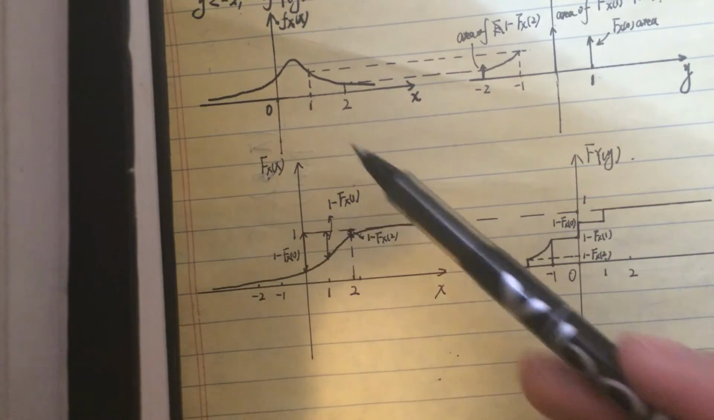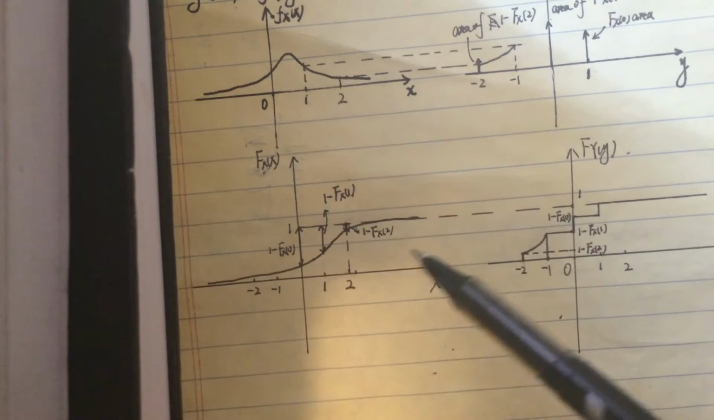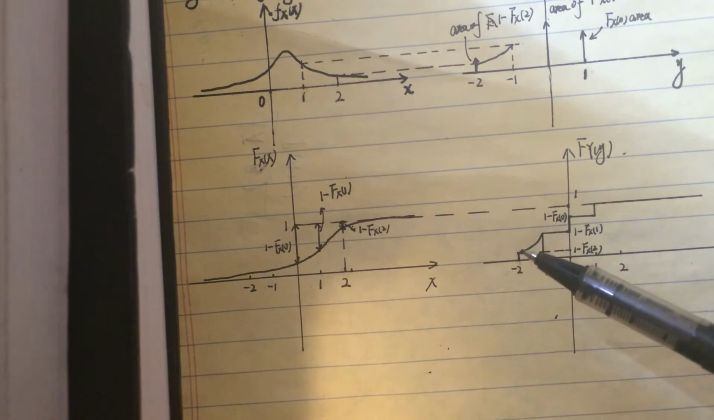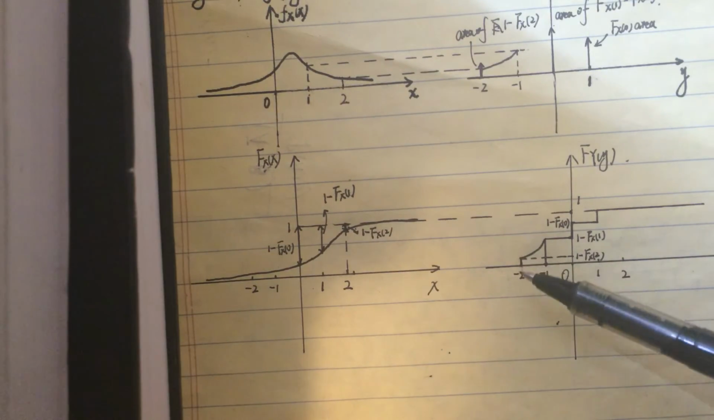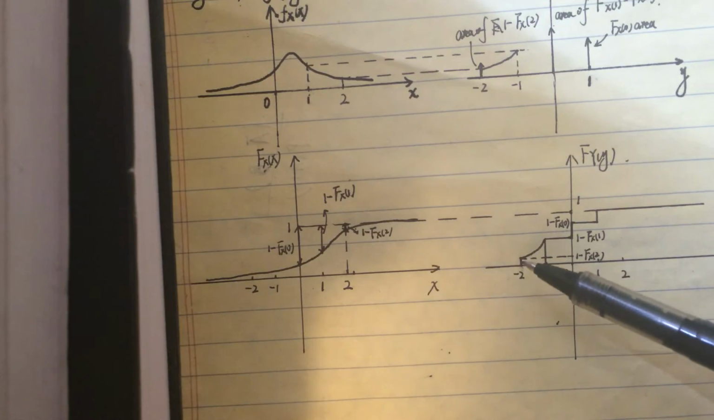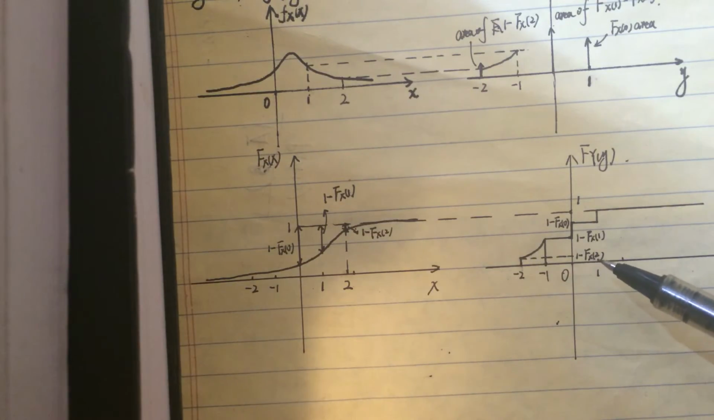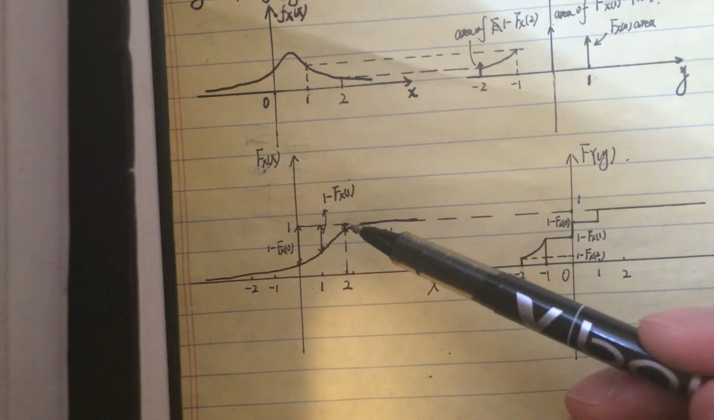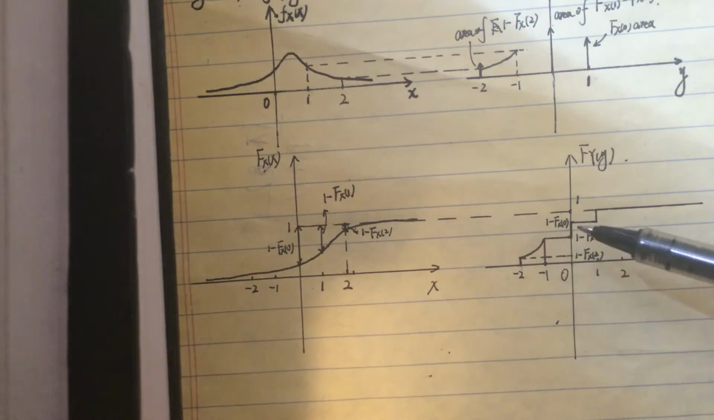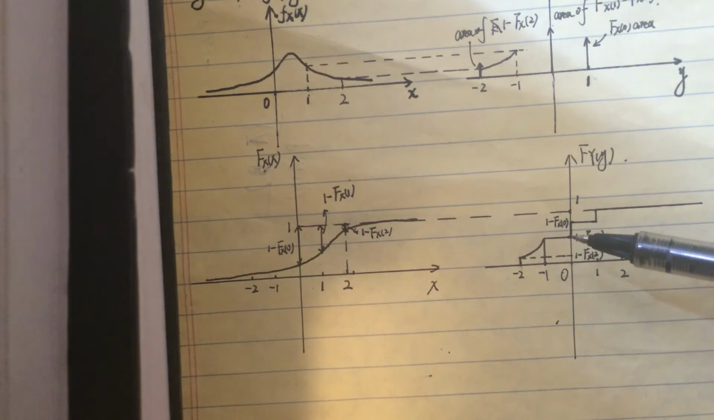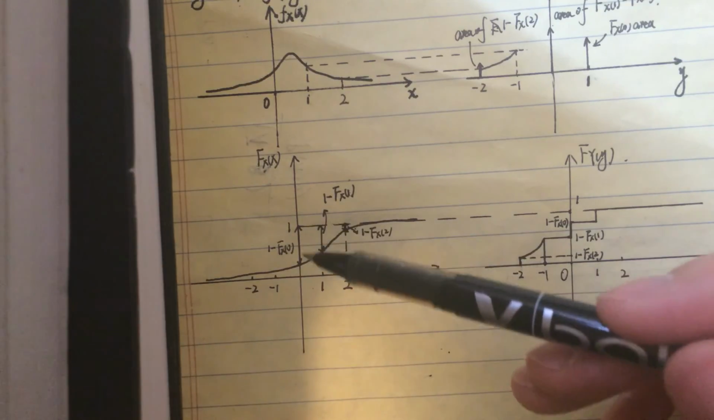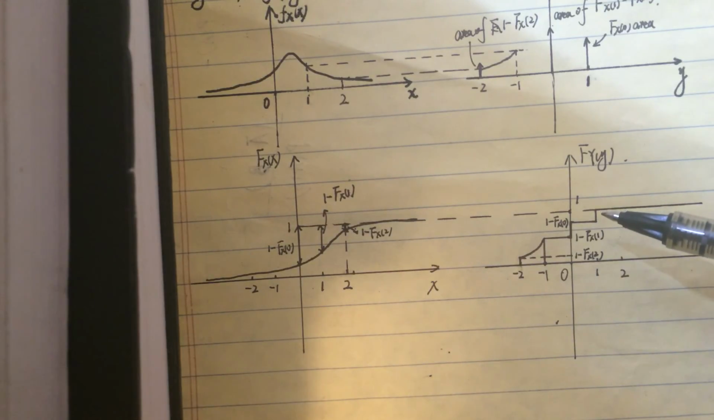And for this F_X and F_Y, we can see that for minus 2, this height is 1 minus F_X(2), just like this height. And at minus 1, the height will be 1 minus F_X(1), just like this height. And at 0, the height is 1 minus F_X(0), just like this height. And finally, at 1, the value will be 1. So that's it.